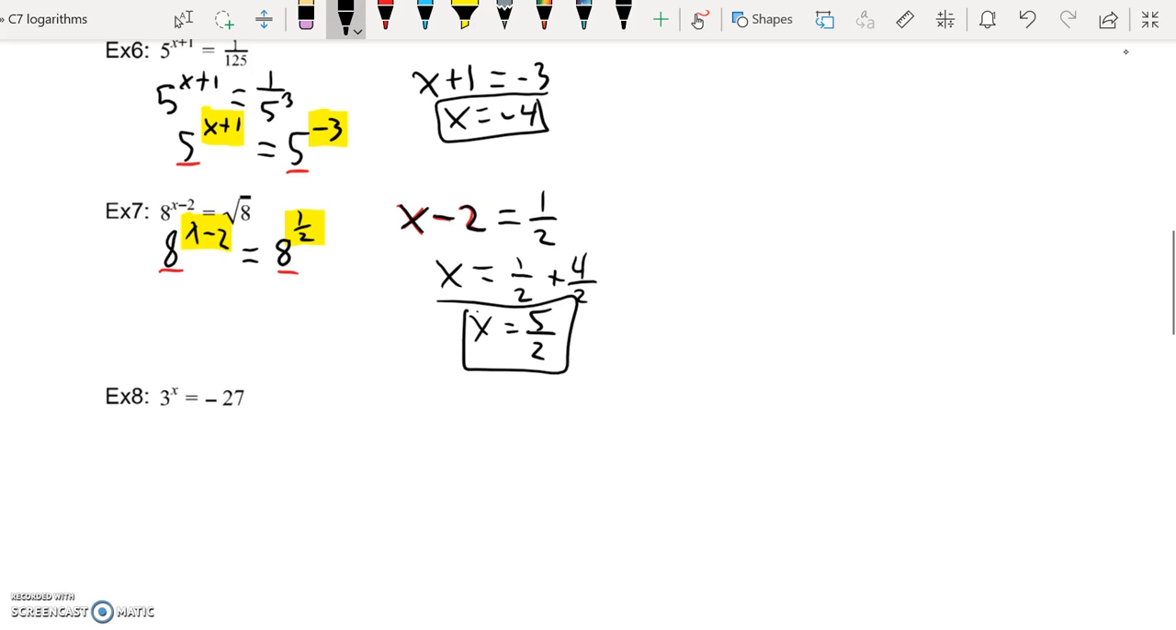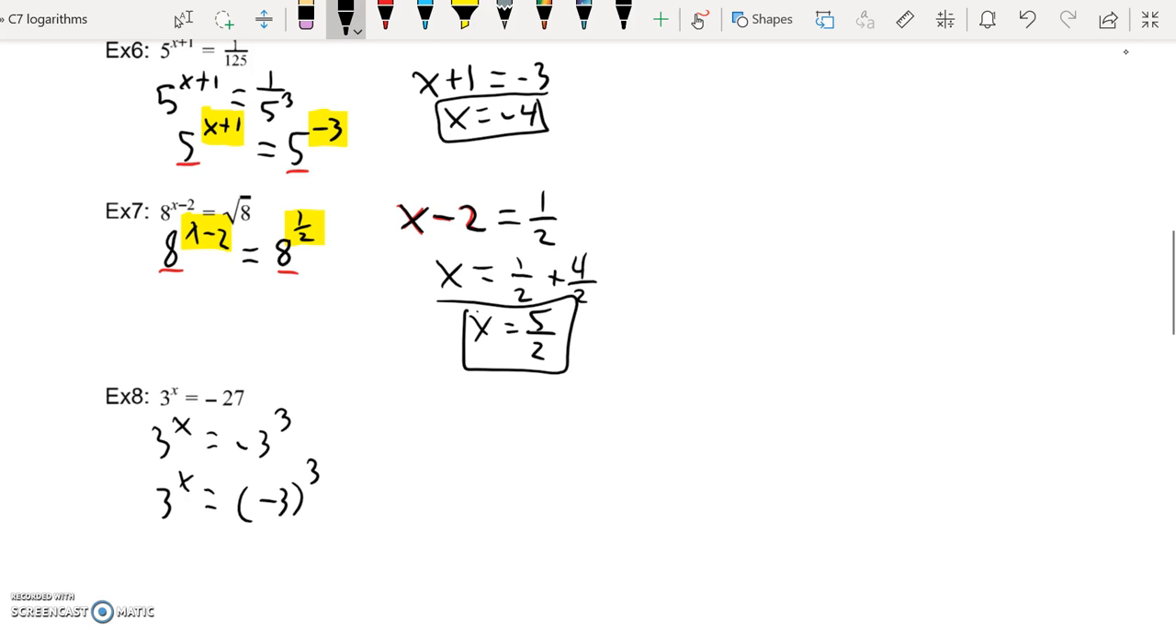And let's do one more before we switch videos. 3 to the x equals negative 27. So we can say that negative 27 is negative 3 cubed. Or we could say that 3 to the x equals negative 3 cubed, but either way, our bases are not the same. 3 is not the same as negative 3.